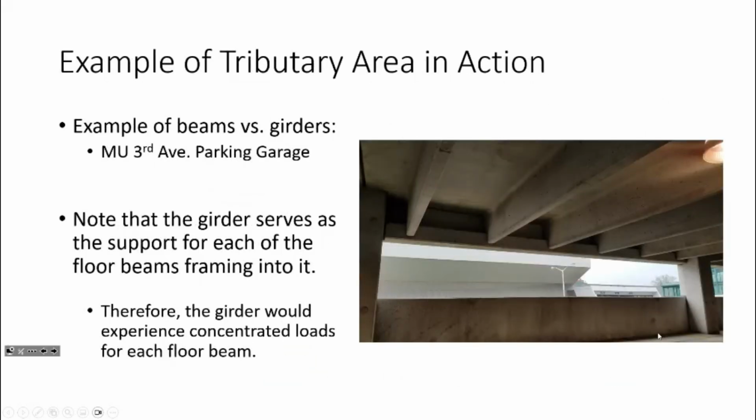Here's a more real-world example. Anybody familiar with this picture? This is the 3rd Avenue parking garage right down here. The 3rd Avenue parking garage doesn't actually use beams and slabs separately per se. They are using a precast concrete element, and the precast concrete element is what's called a double T. A double T cross section kind of looks like this.